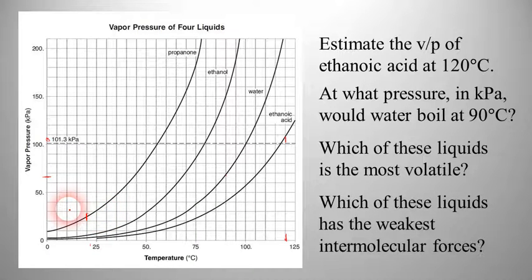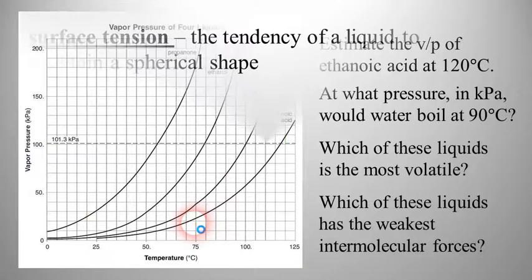And finally, which of these has the weakest intermolecular forces? Well, the liquid that has the highest vapor pressure also has the weakest intermolecular forces. So propanone is the weakest. I guess that means ethanoic acid would be the strongest.